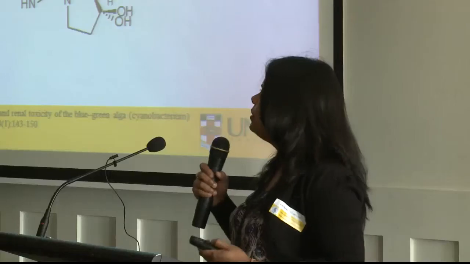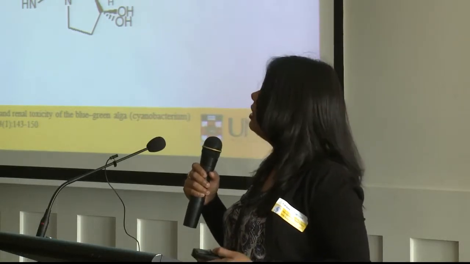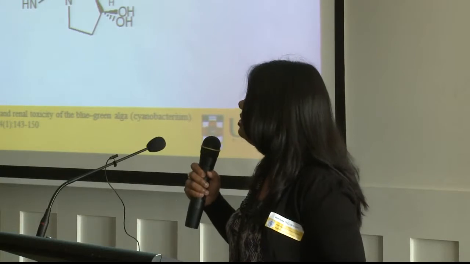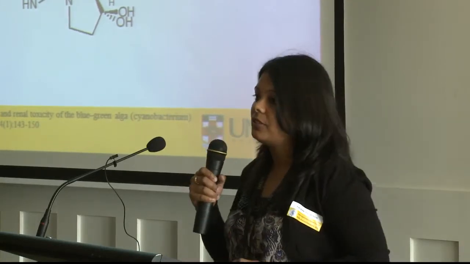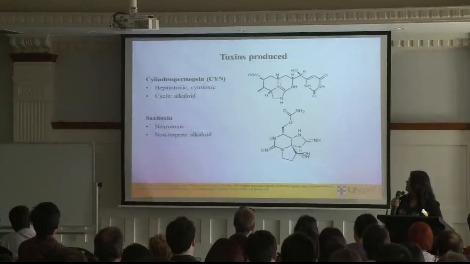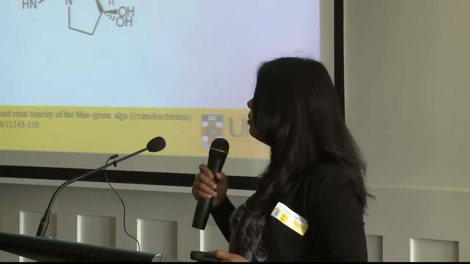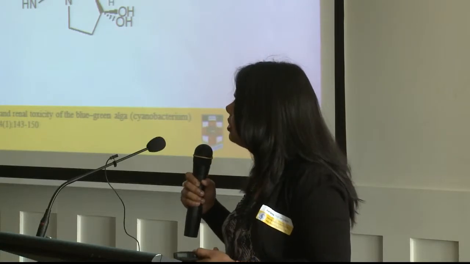So why do we study this C. raciborskii? Why is it important to understand how it works and its functioning? Because it produces these two deadly toxins. Cylindrospermopsin, a hepatotoxin, hits your liver straight away. Saxitoxin, a neurotoxin, hits your brain straight away. You want to be able to know more about this organism in order to know more about toxin production and toxins.